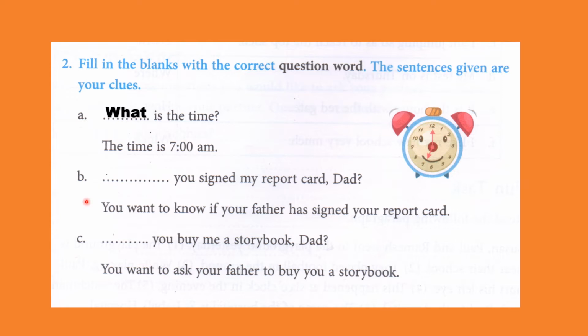B. Dash you signed my report card, Dad? You're asking your daddy whether daddy has signed the report card. You want to know if your father has signed your report card. So here you will ask, Have you signed my report card, Dad? C. Dash you buy me a storybook, Dad? You want to ask your father to buy you a storybook. So you will say, Will you buy me a storybook, Dad?